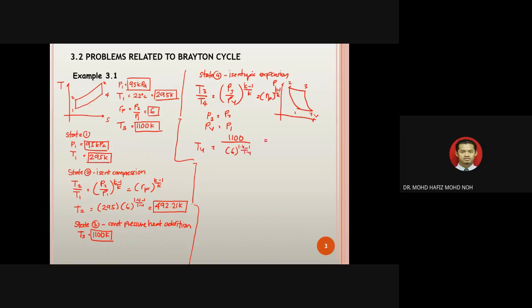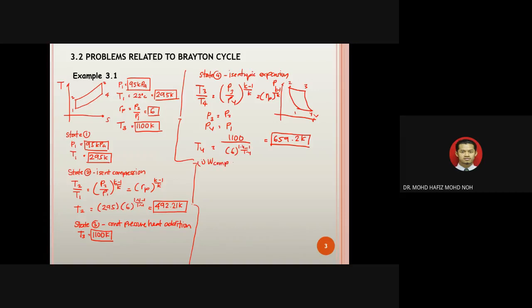Then you get the value of T4 is equal to 695.2 Kelvin. So you can get the value of T4. Then you already have all the temperatures at each state. So now the first question is you have to calculate the value of compressor work.